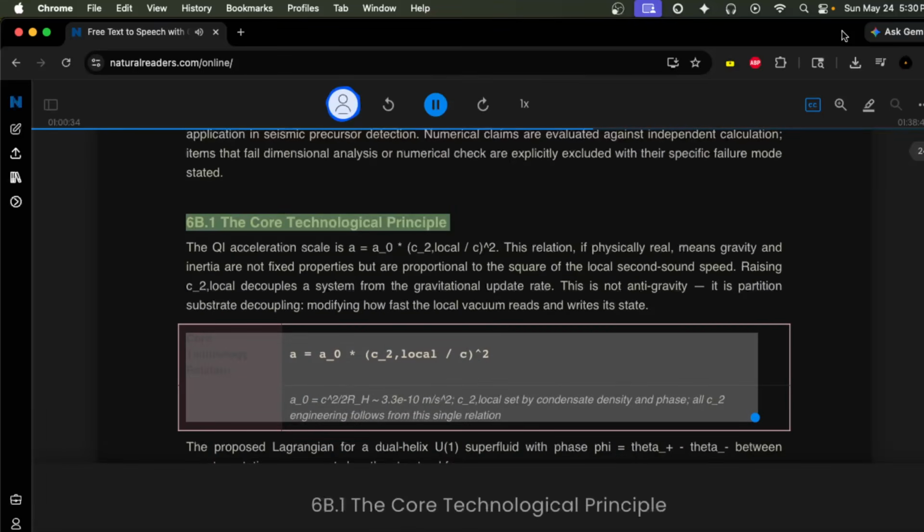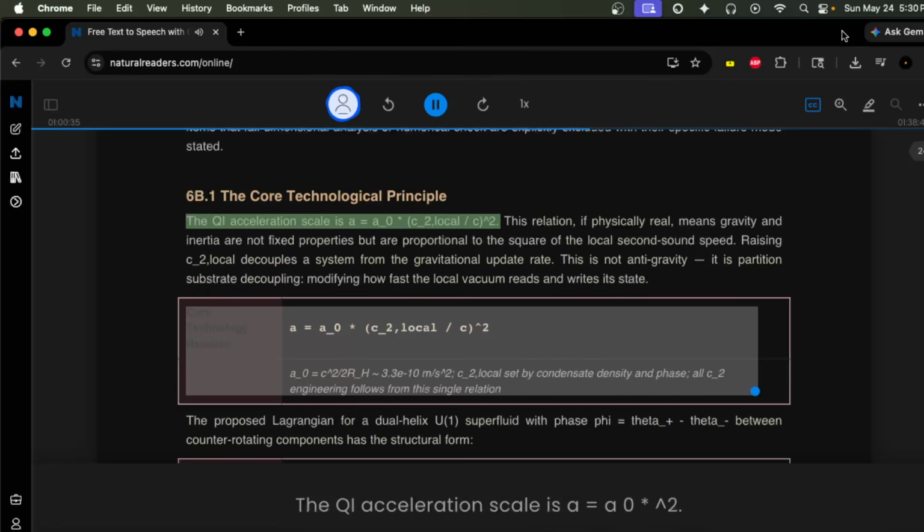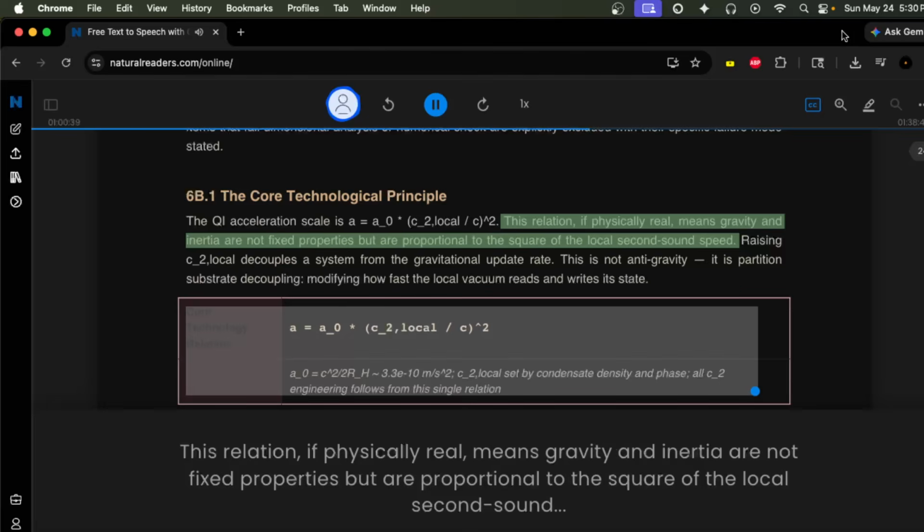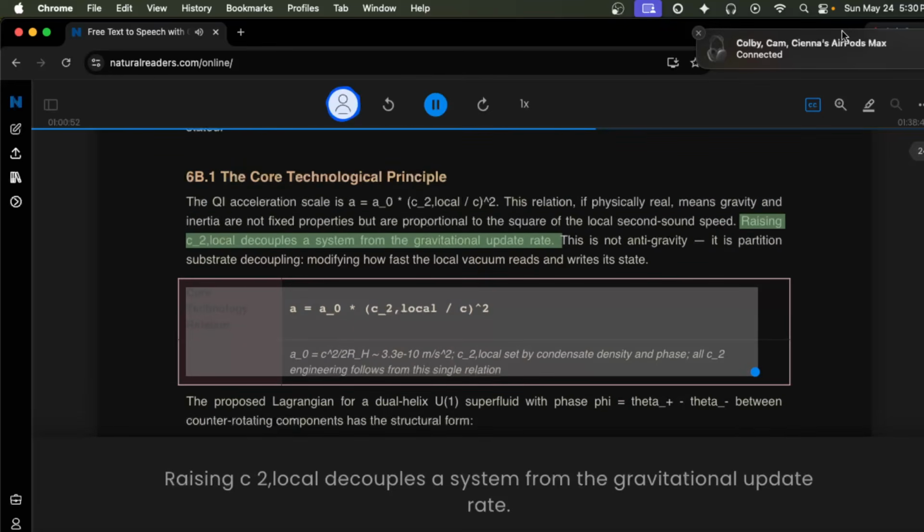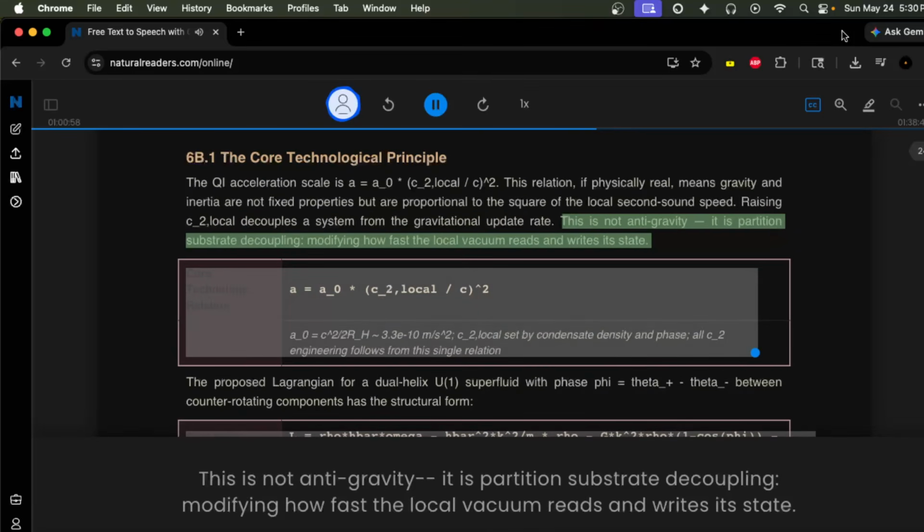6B.1 The core technological principle. The chi acceleration scale is A equals a0 times chi squared. This relation, if physically real, means gravity and inertia are not fixed properties but are proportional to the square of the local second sound speed. Raising C2,local decouples a system from the gravitational update rate. This is not anti-gravity, it is partition substrate decoupling, modifying how fast the local vacuum reads and writes its state.